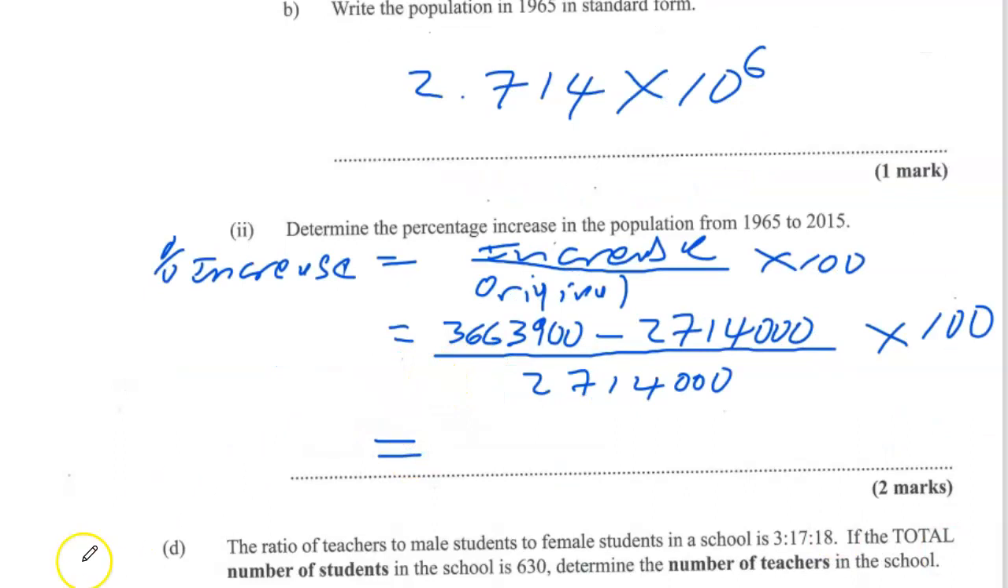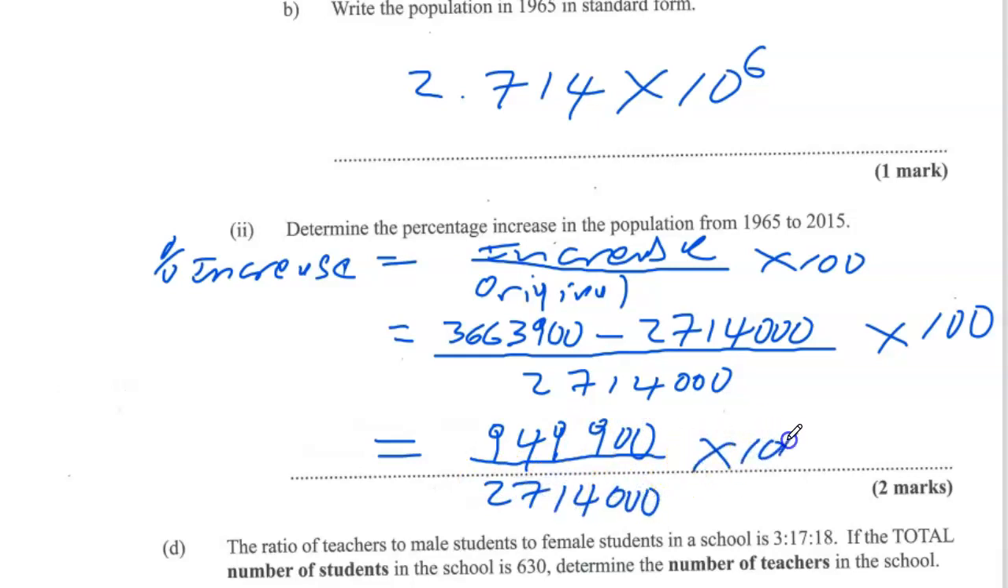Now this is equal to the numerator. Let's do the subtraction. So we end up with 900,000 upon 2,714,000 times 100. So this would be equal to, dividing, we get 0.35, multiply. So the increase was 35%. Percentage increase.